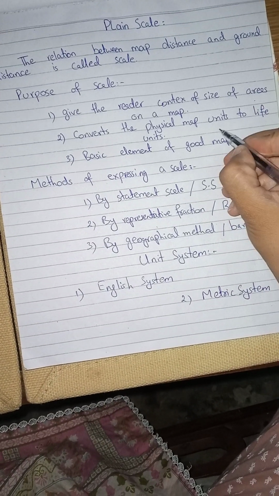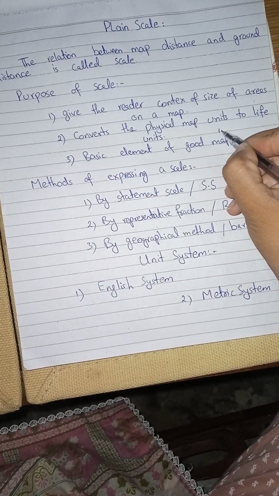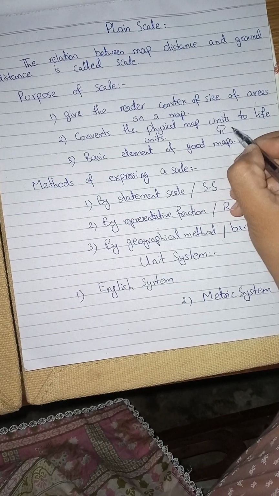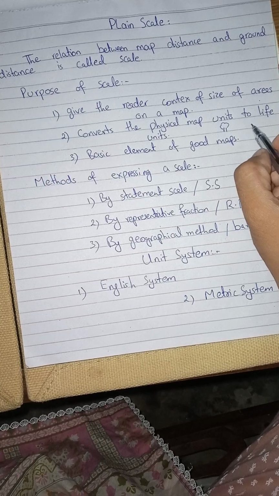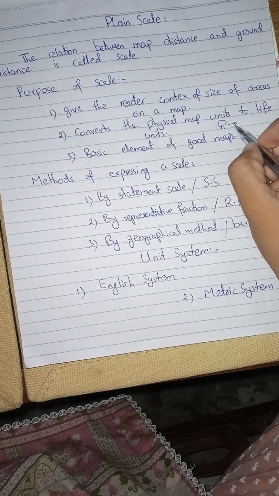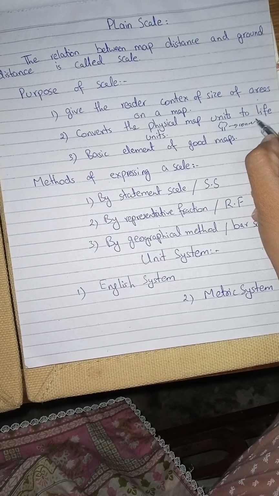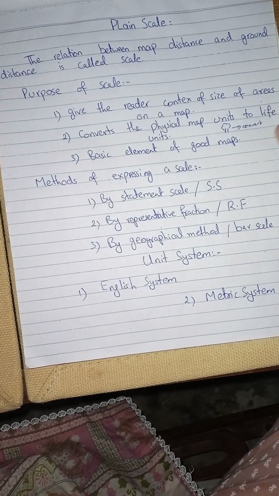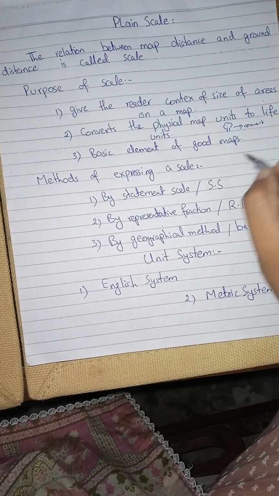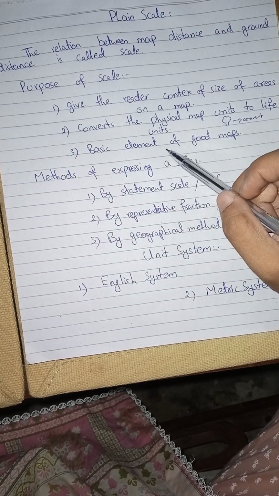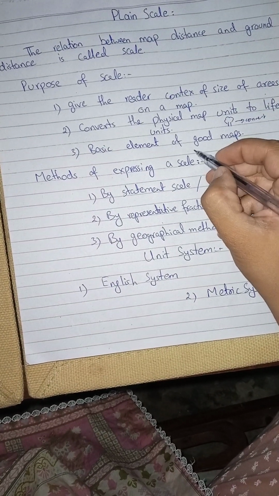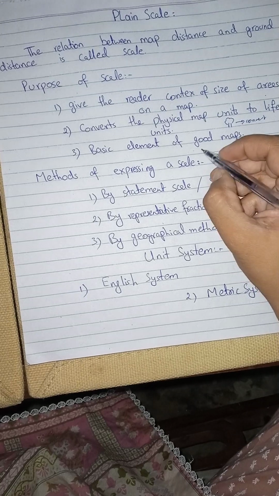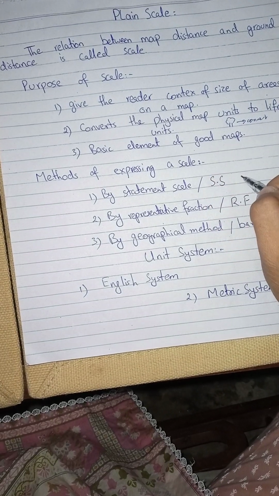Basically, if we are pointing a real-life tree on a map, then we use scale to convert it into a smaller size so that we can point it on a map. It is also a basic element of good maps. It is one of the most important elements on the map.